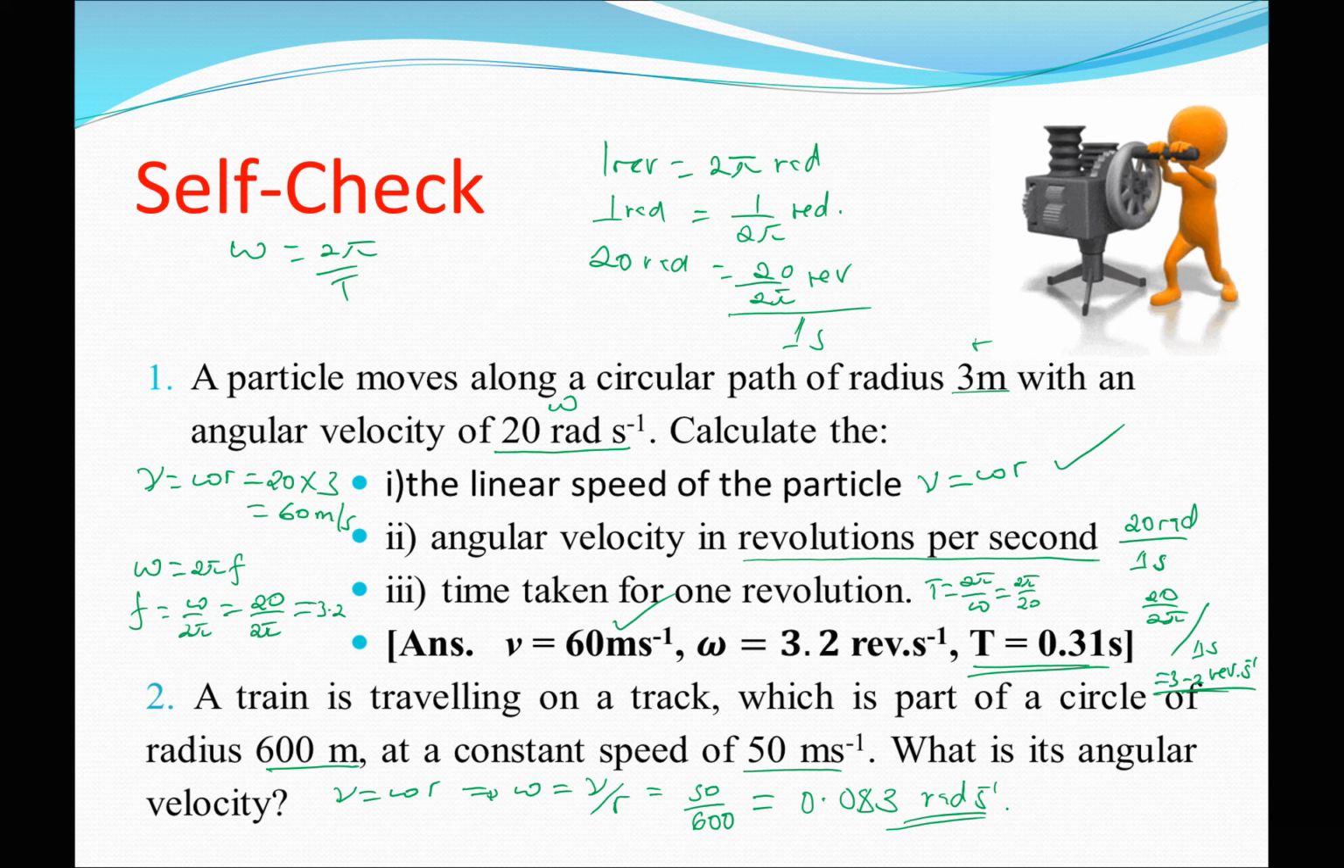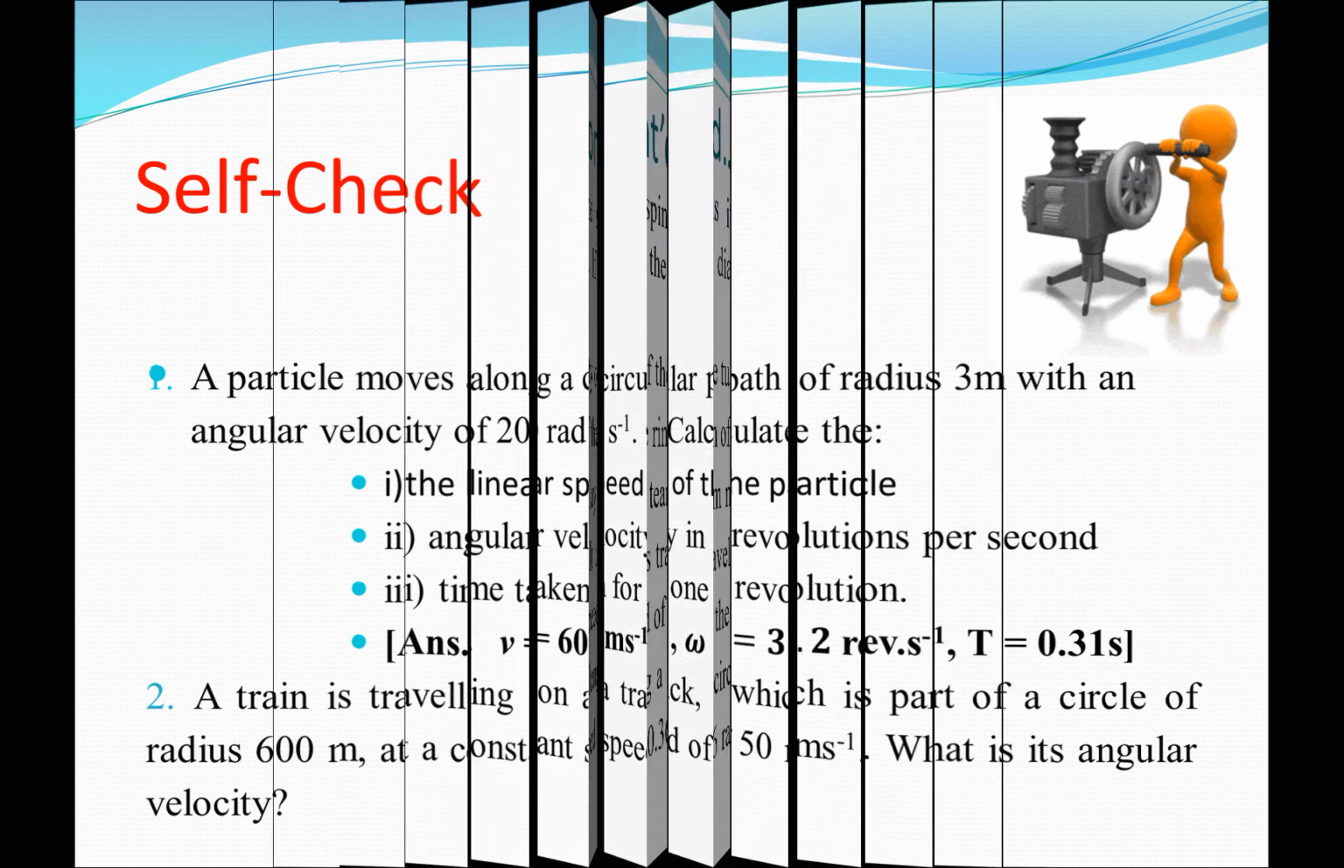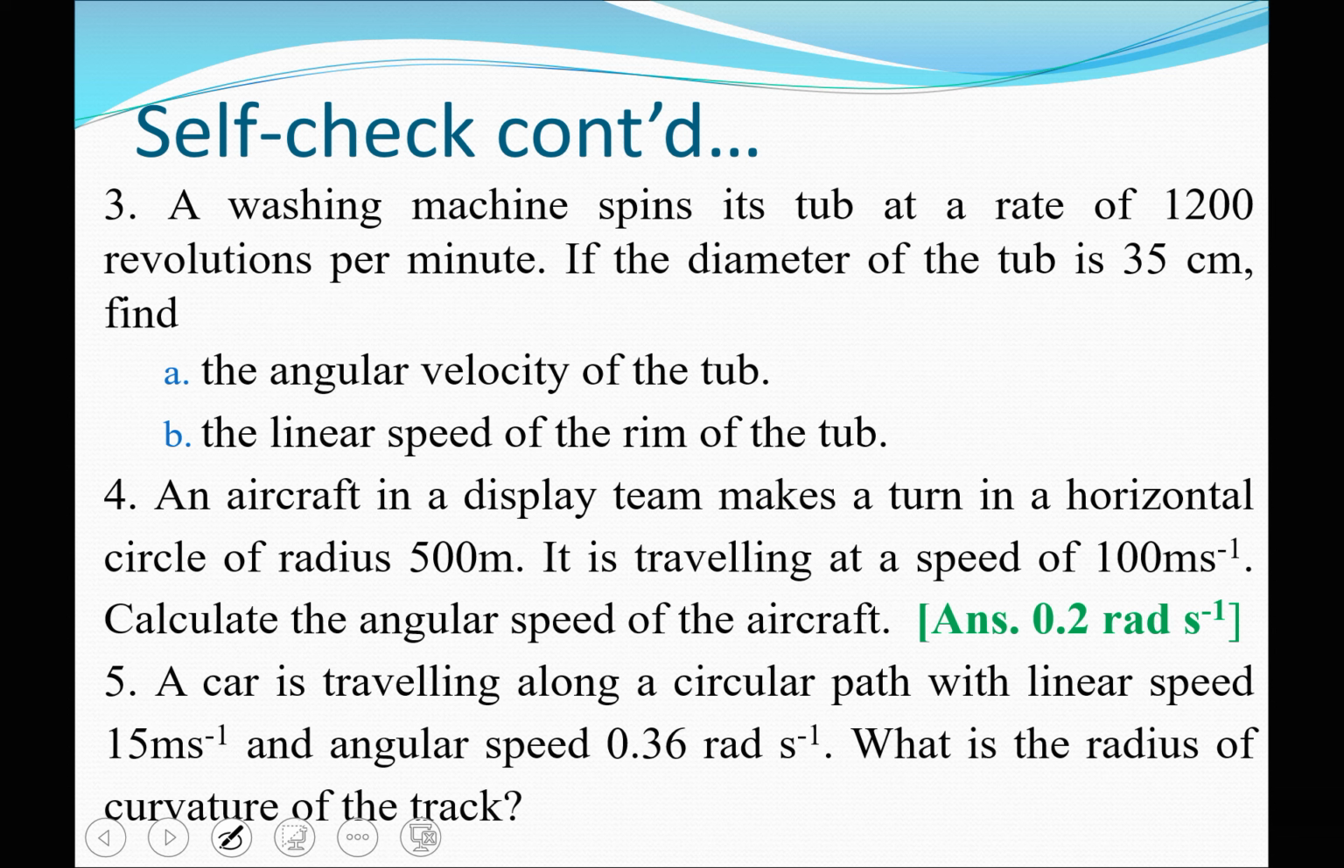Okay, I think we have one extra self-check question. Oh, we have more here. A washing machine spins its tub at a rate of 1,200 revolutions per minute. This is like frequency, but measured in revolutions per minute. So you can have it in revolutions per second.